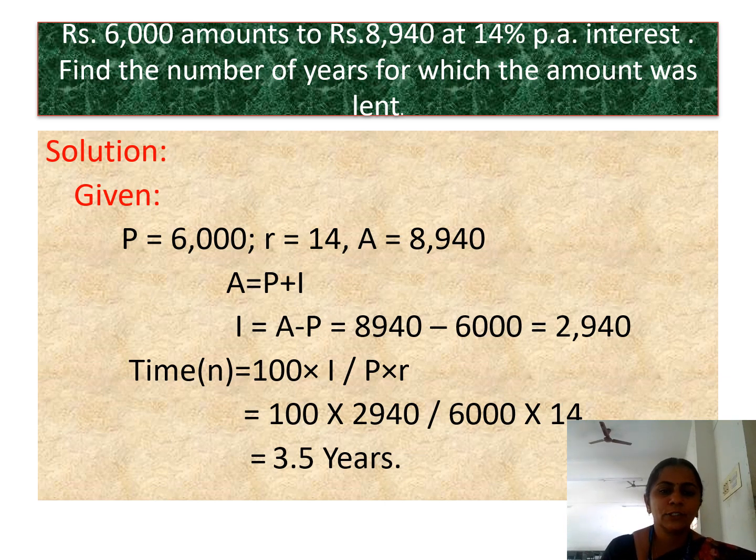The question is to find the time. Time is equal to 100 into I divided by P into R. We use this formula for finding N. Applying the given data, 100 into I, which is 2,940, divided by P value 6,000 into R is equal to 14. Simplifying this, we get time is equal to 3.5 years.